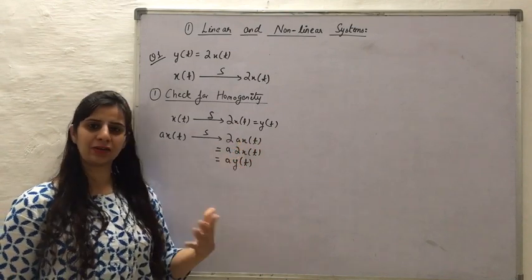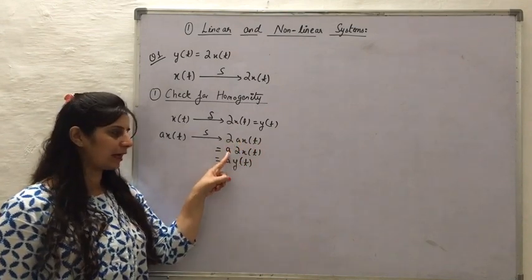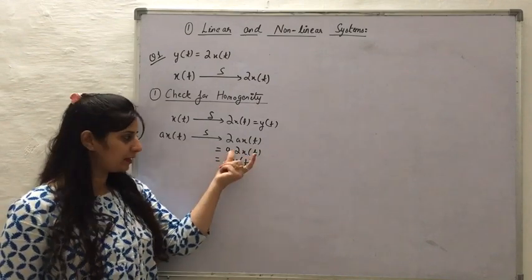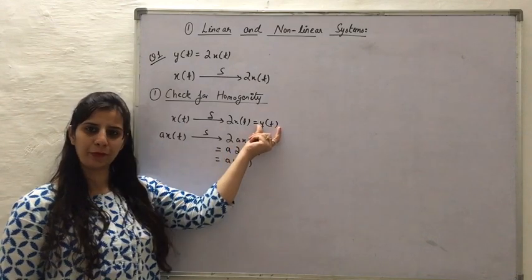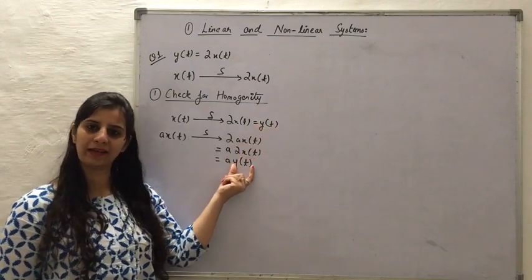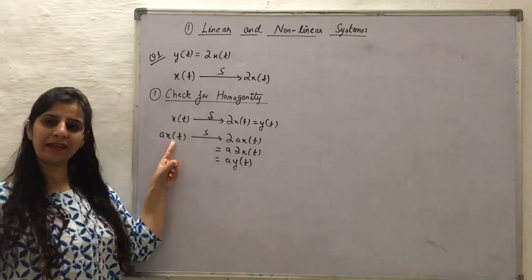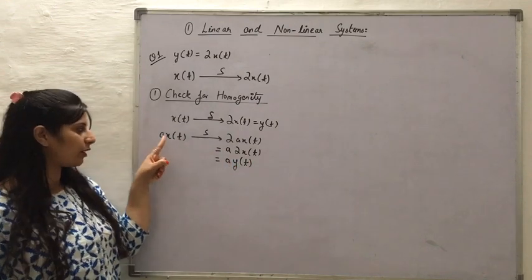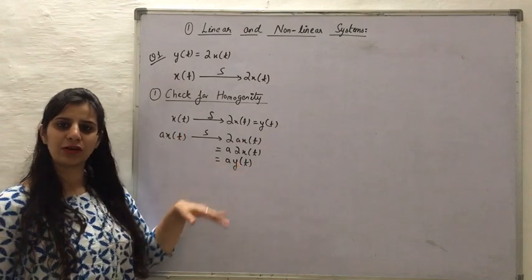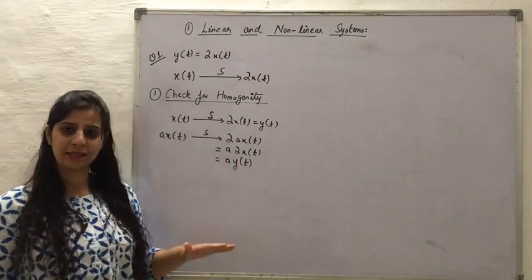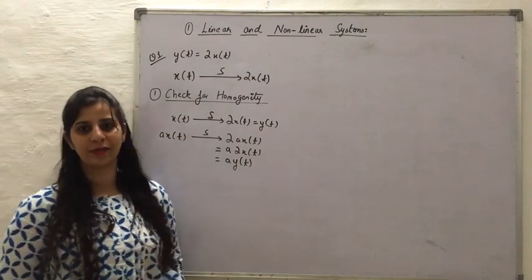Now a, since it is a constant, can be taken out. So a is here now, and the multiplication factor is 2x(t). This 2x(t) is equal to my y(t), so I have substituted y(t) here. This gives me a relation: when the input signal is multiplied with a constant, the output signal is also multiplied with the same constant. Therefore, for this system, the homogeneity principle is verified.